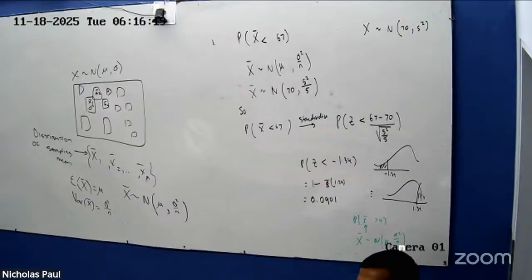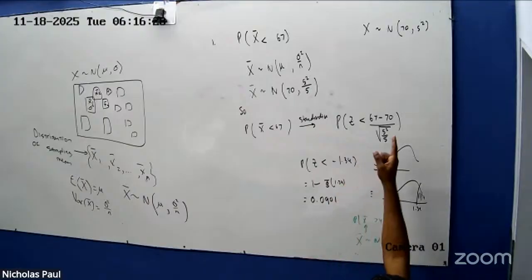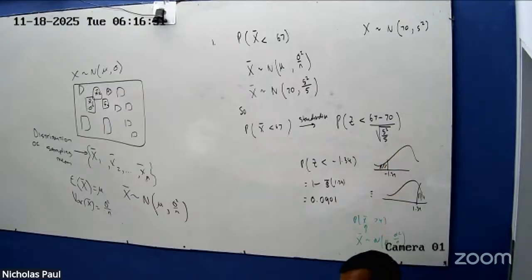Did you ever consider that it didn't come from a normal? What would you do? Suppose it didn't come from a normal. What will you do? Convert it to normal. How do you convert it to normal? Remember CLT, the central limit theorem.